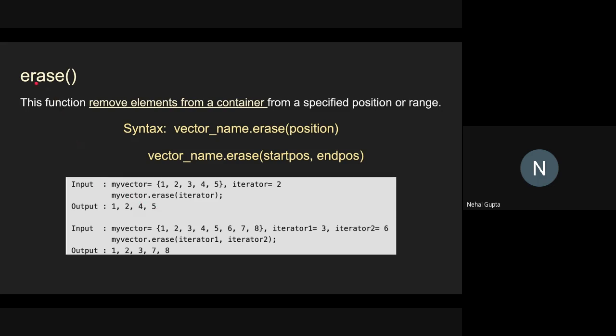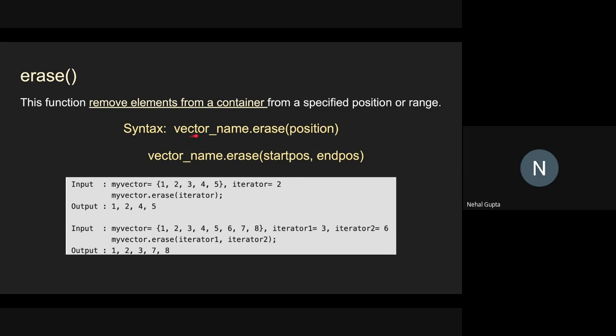As the name suggests, the erase function removes elements from the vector container. Like if we have the vector container as 1, 2, 3, 4, 5, the erase function gives us two choices. We can either erase one element from one position, or we can erase a number of elements between a given range. So, there are two ways to define this function.